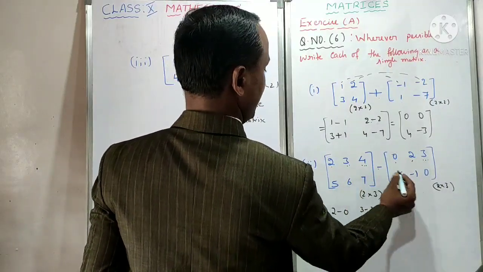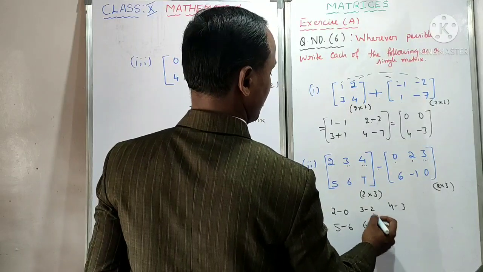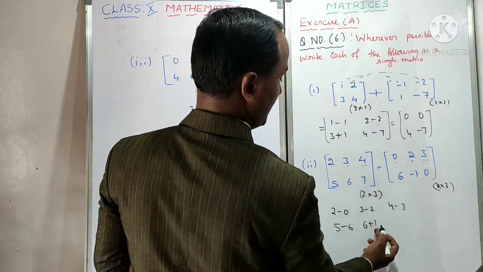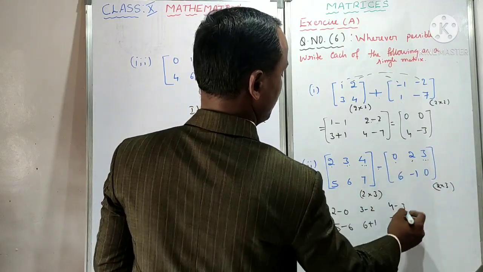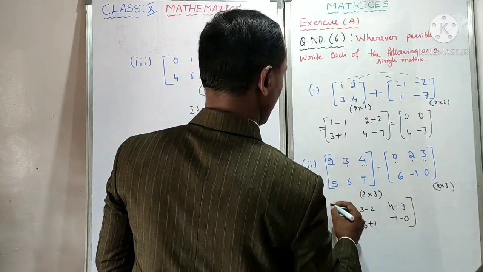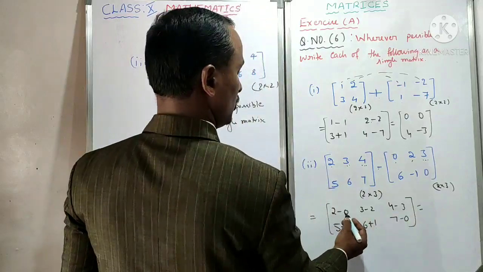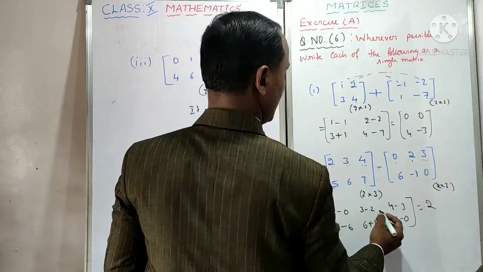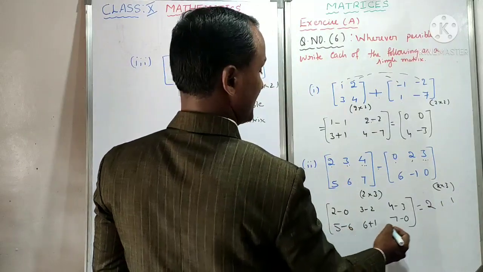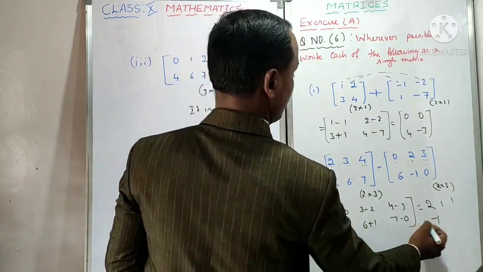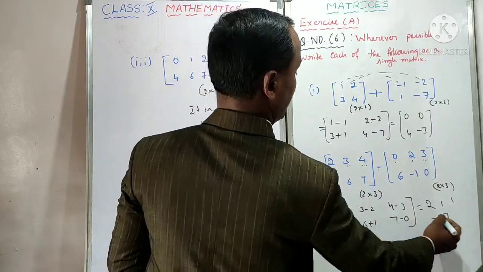6 minus of minus plus 1. 6 as it is. Minus into minus plus 1. 7, last one, 7 minus into plus minus 0. Final result is equal to 2 minus 0 became 2, 3 minus 2 became 1, 4 minus 3 became 1, 5 minus 6 became minus 1, 6 plus 1 became 7, 7 minus 0 became 7.